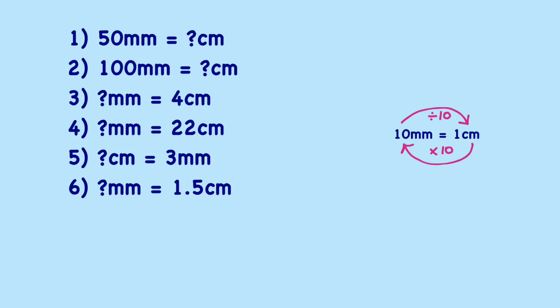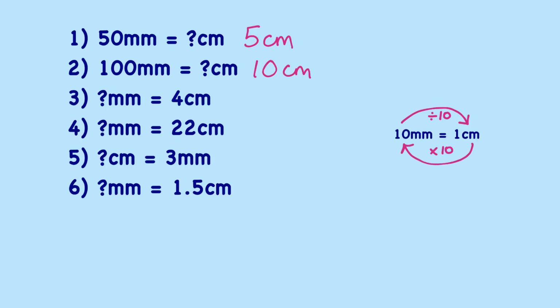How did you do? Let's go through the answers. So, question 1, 50 millimetres. How many centimetres is that? Well, I'm going to do 50 millimetres divided by 10, which is going to give me 5 centimetres. Question 2, 100 millimetres. How many centimetres is that going to be? That's going to be the same. We're going to do divide by 10 again, and that means I'm going to end up with 10 centimetres.